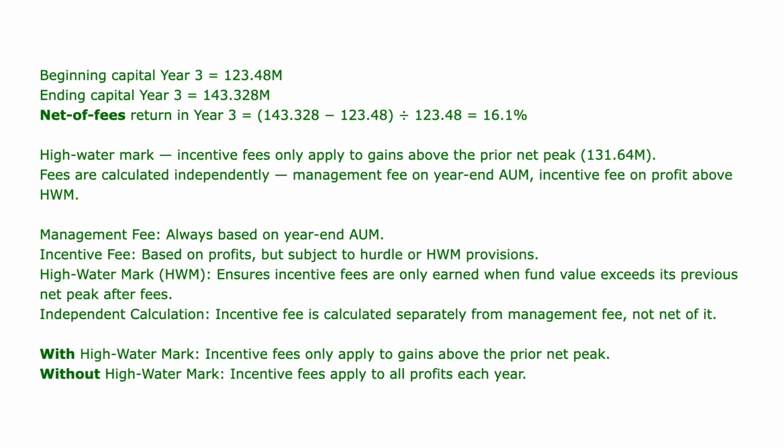Beginning Year 3 capital is $123.48 million after Year 2 fees. Ending Year 3 capital after fees equals $143.328 million. Net return is $143.328 million minus $123.48 million, divided by $123.48 million, which equals 16.1%. This matches option C. HWM ensures incentive fees only apply to gains above the prior net peak.